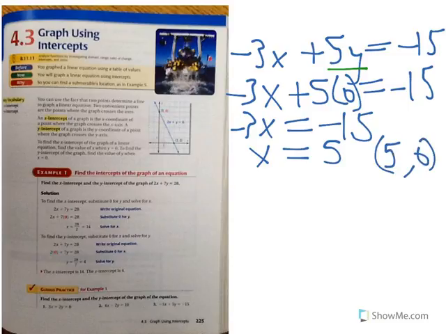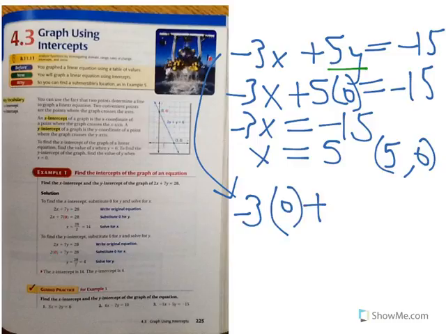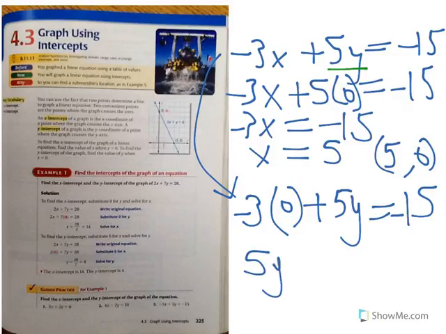That's our x-intercept. Now we're going to take this equation again, and this time we're going to plug in x being 0 because we're going for the y-intercept. So it's going to be negative 3 times 0 plus 5y is equal to negative 15. And yes, I did just fix that. So now this is going to be 5y is equal to negative 15. So divide both sides by 5, you get y is equal to negative 3.